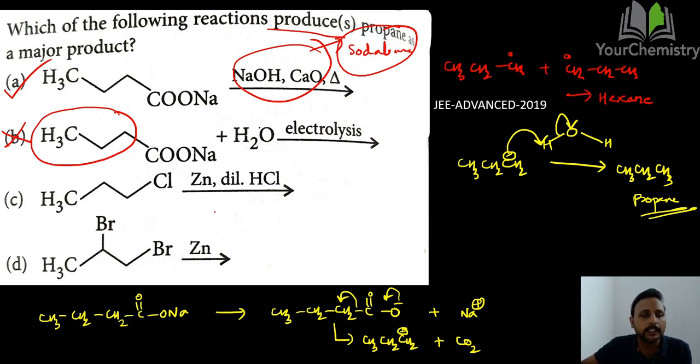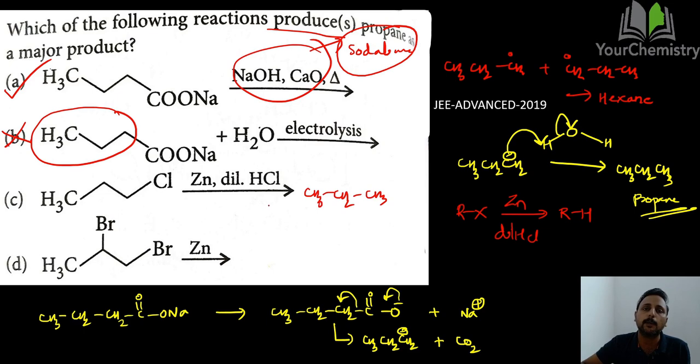Now option C. If you see, zinc with dilute HCl is a reducing agent. Basically, this Cl will be replaced by hydrogen. It's a reducing agent for alkyl halides. So if you react RX with zinc and dilute HCl, the product is going to be RH. Similarly, if you apply it here, you will get CH3CH2CH3. So this option C also gives you propane.